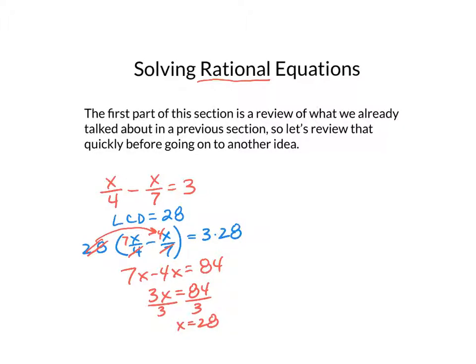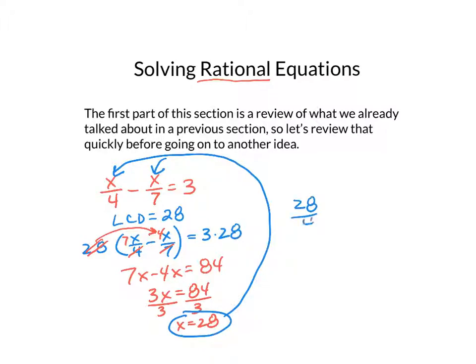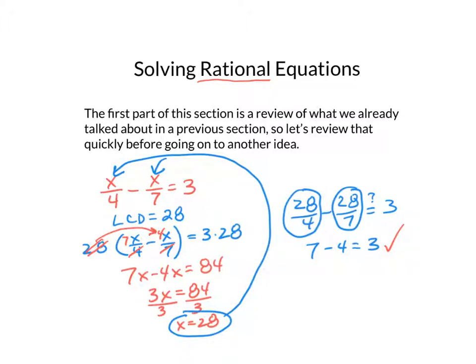Remember, whenever you get done with something like this, you're going to put the 28 back into x in the original equation and make sure it works. So I have 28 over 4 subtract 28 over 7, and does that equal 3? 28 divided by 4 is equal to 7. 28 divided by 7 is equal to 4. So I get 7 minus 4 is equal to 3. So yes, that does check, and that did work.